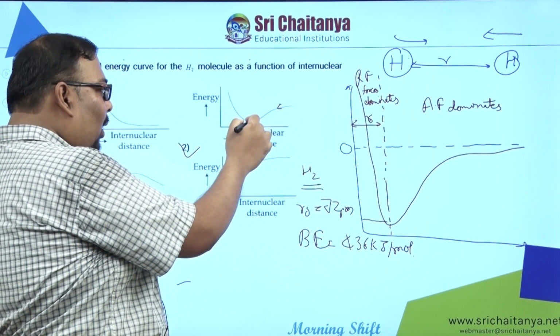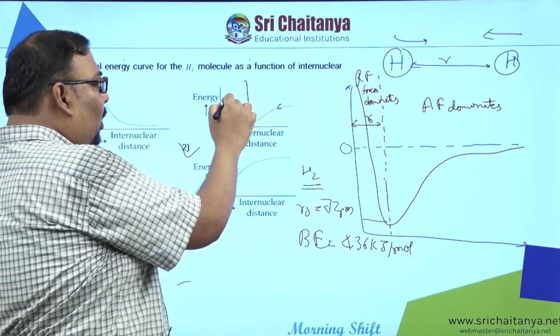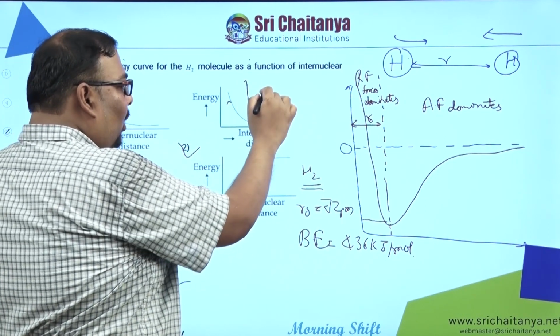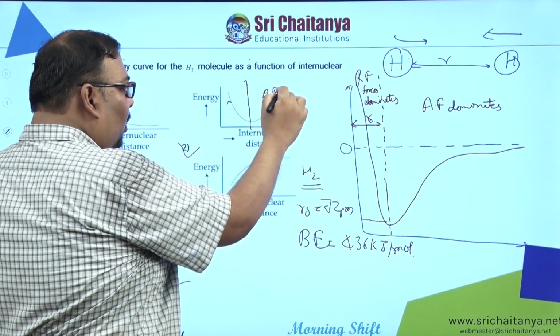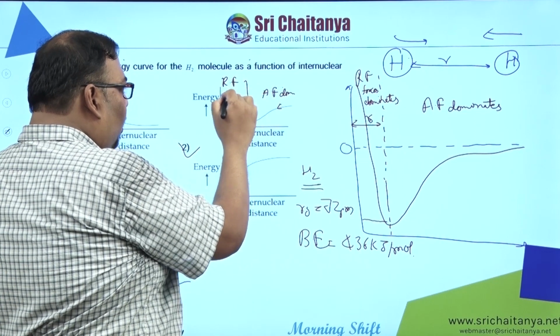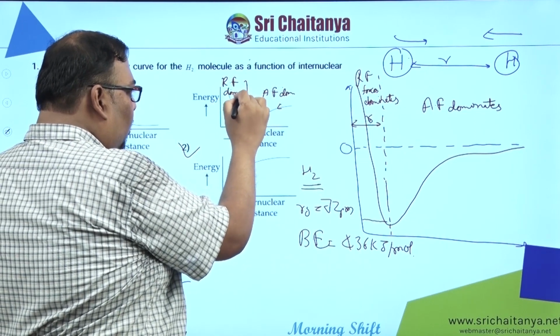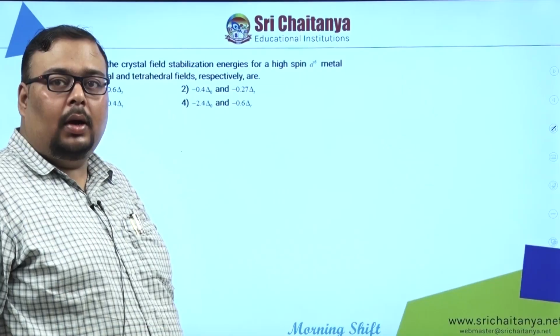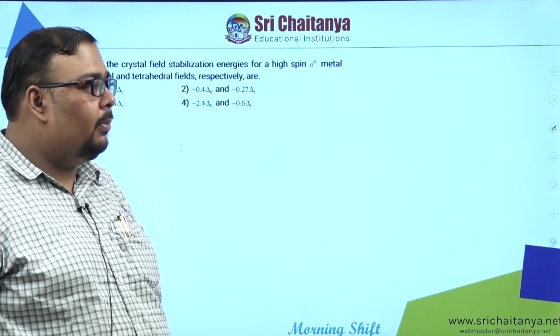Now, if we see all these 4 diagrams, option 2, you see it is going in a decreasing way, and after some point it is starting to increase. So, here you see the attractive forces are dominating, and here the repulsive forces are dominating. So, this should be the answer. Okay, let's move to question number 2.